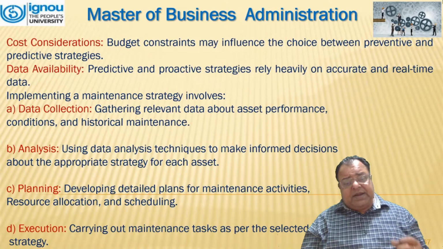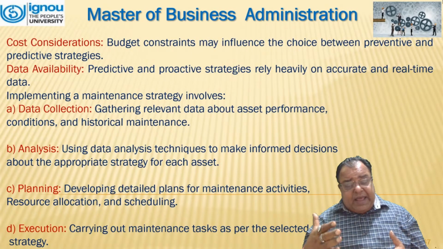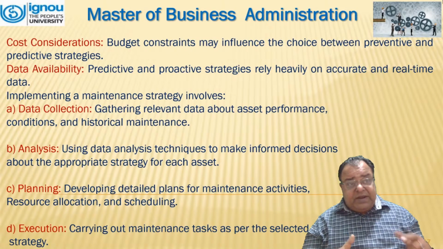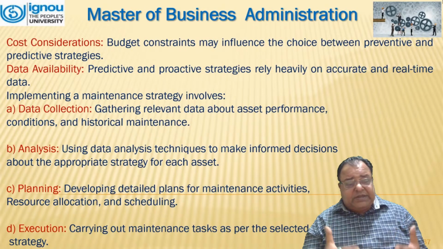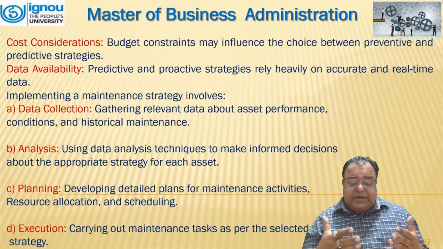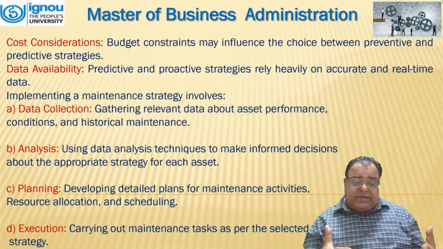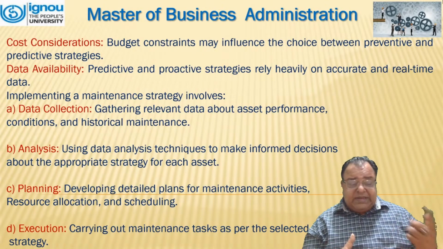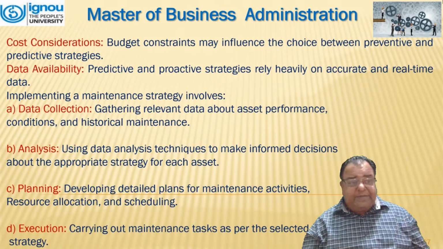Implementing a maintenance strategy involves data collection, that is, gathering relevant data about asset performance, conditions, and historical maintenance. Second one is analysis, using data analysis techniques to make informed decisions about the appropriate strategy for each asset. Third one is planning, that is, developing detailed plans for maintenance activities, resource allocation, and scheduling. Fourth one is execution, carrying out maintenance tasks as per the selected strategy.